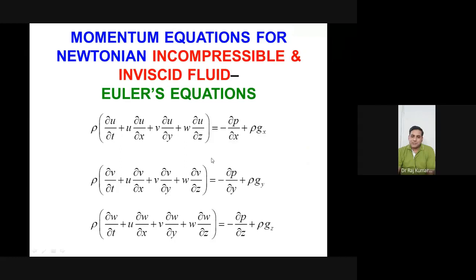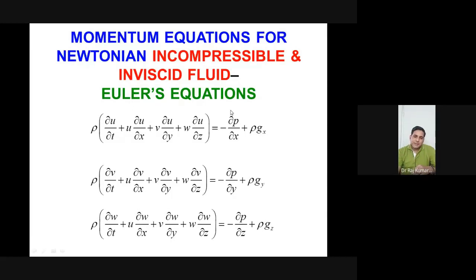So you will get rho del U upon del T, plus U del U upon del X, V del U upon del Y, W del U upon del Z, equal to minus del P upon del X plus rho Gx. So these are called Euler equations. Euler equations are again your momentum equations, but for incompressible inviscid flow. Inviscid flow means viscosity tends to 0. So you don't have any viscous dissipation term.